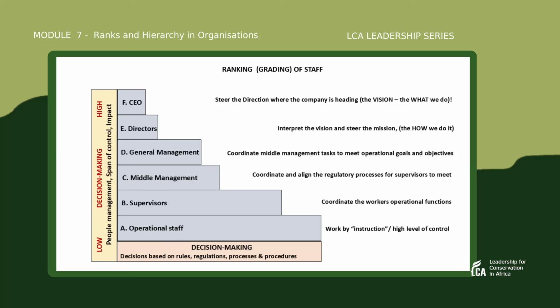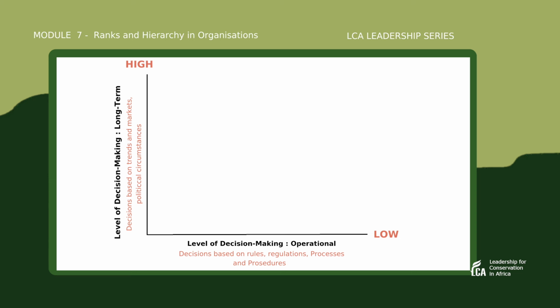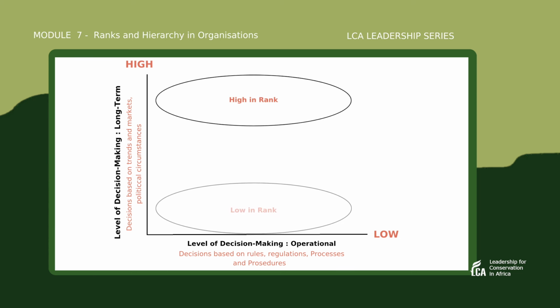Now I'll make it a little bit more practical, and you look at the same graph where the level of decision-making is operational versus long-term. And the impact long-term is much higher than the impact we're talking about operationally. It makes sense that the operational staff are normally lower-ranking staff, and they get instructions from people who control their actions. Supervisors coordinate the operational functions of the lower-level staff.